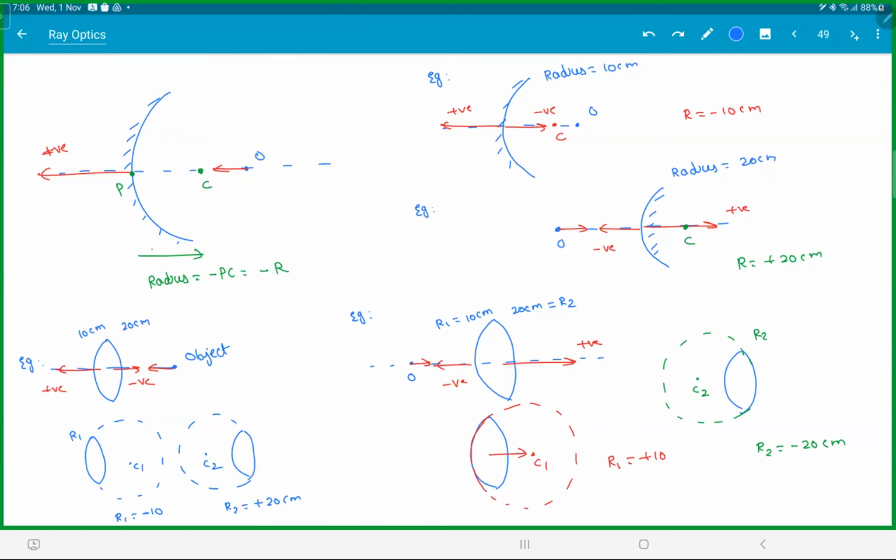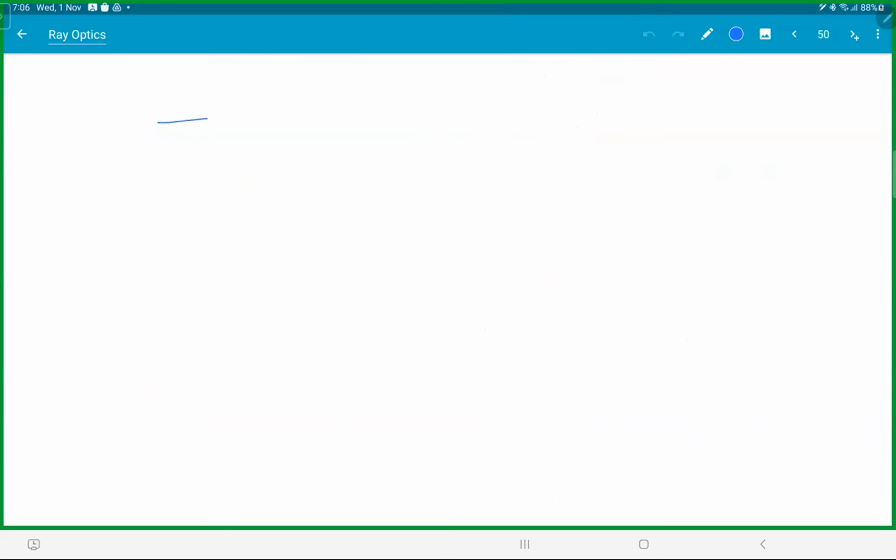Let me give one more example. You tell me what is this? What if I give it like this? I can tilt it also, big deal. Object is here. Let's say this one is R1 is 5 centimeters and R2 is 10 centimeters. Which one is positive, which one is negative?